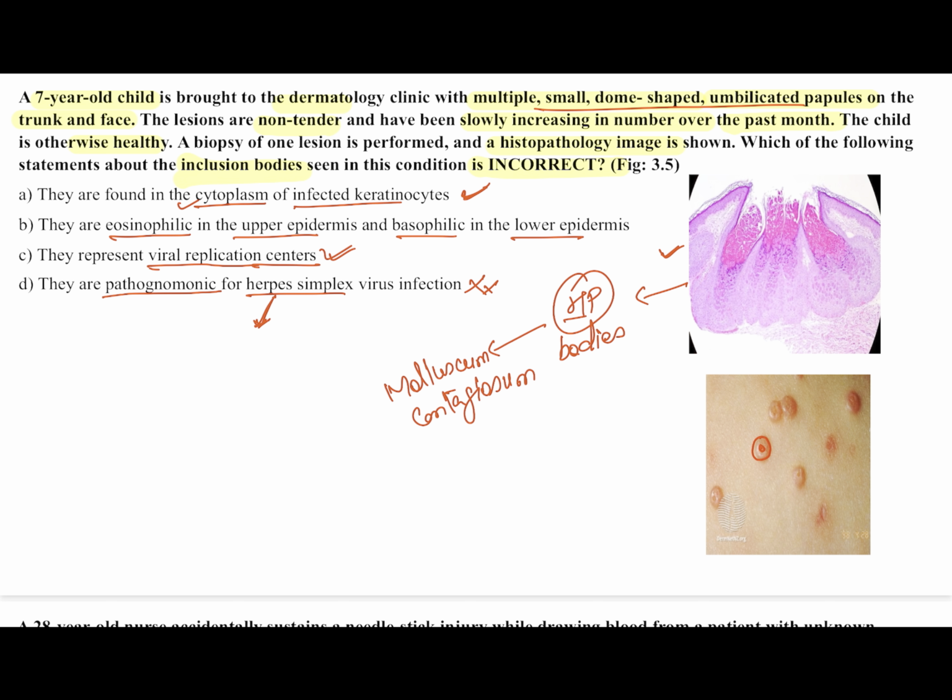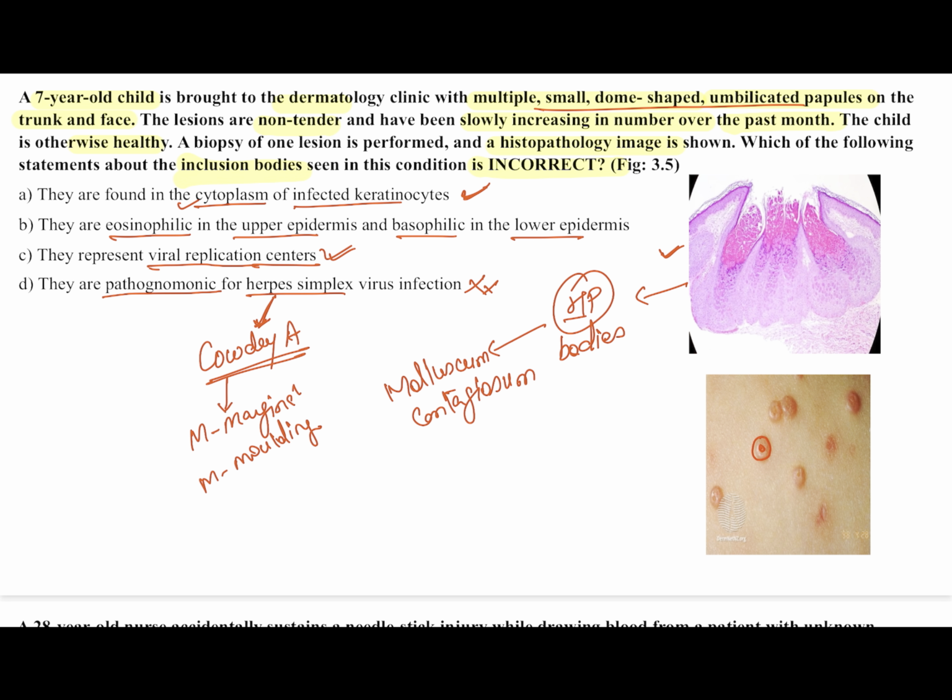So herpes simplex will not show Henderson-Patterson bodies. It will show Cowdry A bodies. Okay? So it will show Cowdry A bodies. So how will they present? With the 3Ms: margination of the chromatin, molding. So it will show margination, molding. All these will be the characteristic features of Cowdry A bodies seen in herpes simplex virus.